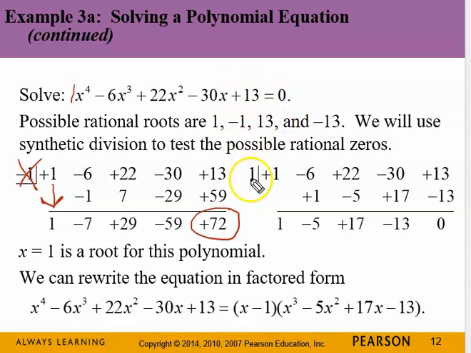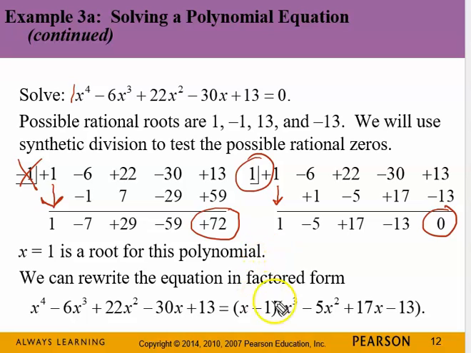So let's try a positive 1. If I were doing it, I would have tried the positive 1 first. They're just showing you the protocol. So again, bring the 1 down and following through. And again, this is tedious. You can't make any arithmetic errors here. You end up with a 0 remainder. Therefore, 1 is a factor, a possible 0.